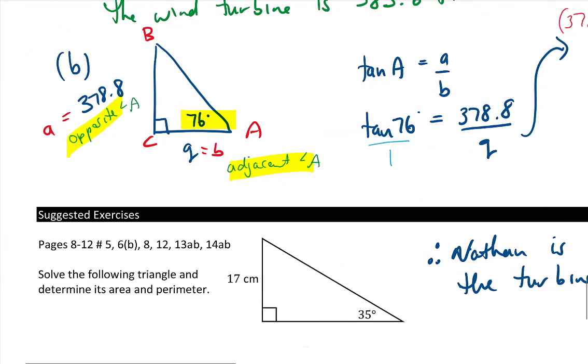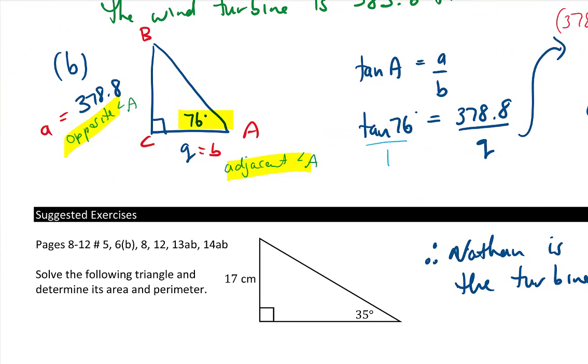All right. So here are some questions you should try. They're from your textbook. And then I've thrown in an extra question here. I want you to solve the following triangle. And then once you've solved the triangle, I want you to determine the area of this triangle and its perimeter.